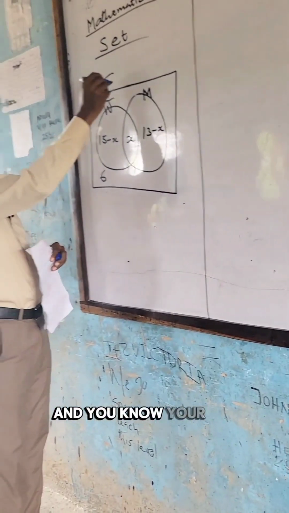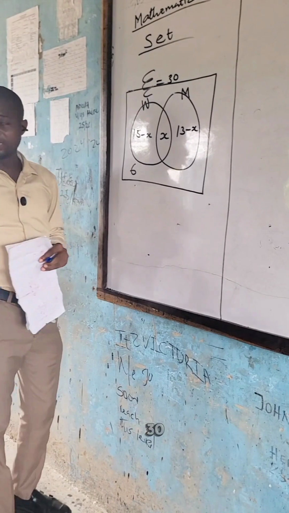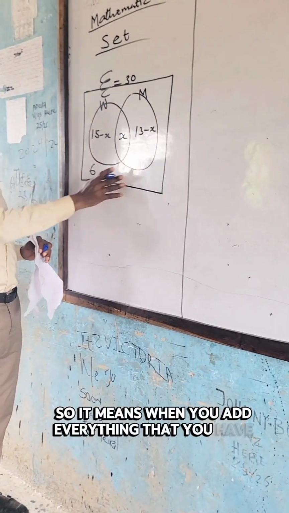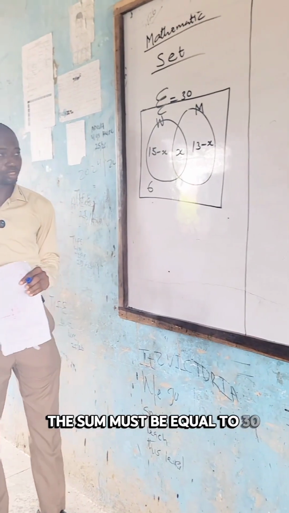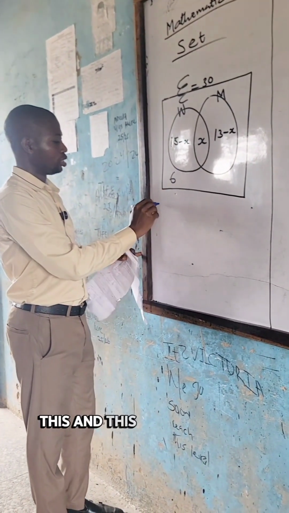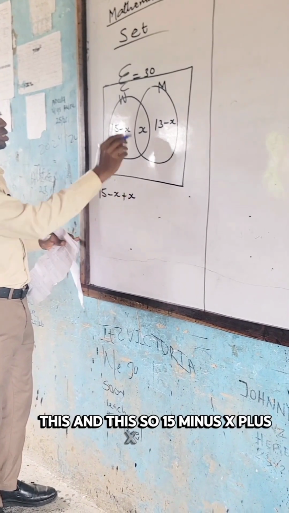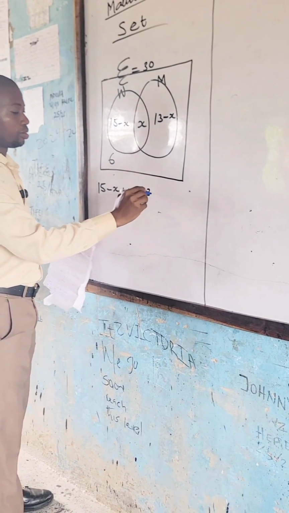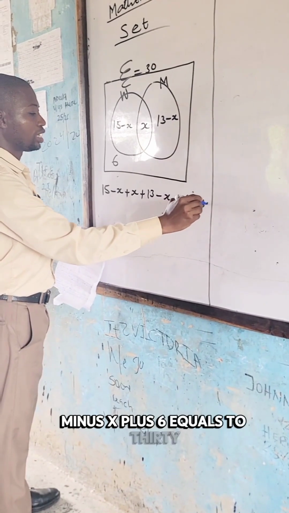And you know your total students. Total students is what? 30. So when you add everything that you have inside this box, the sum must be equal to 30. So let's add this and this. So 15 minus X plus 13 minus X plus 6 equals 30.